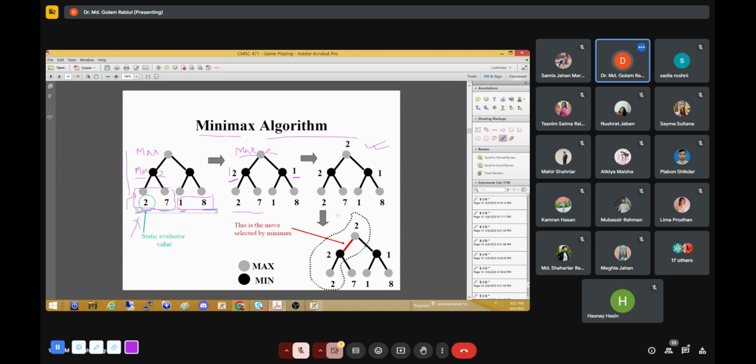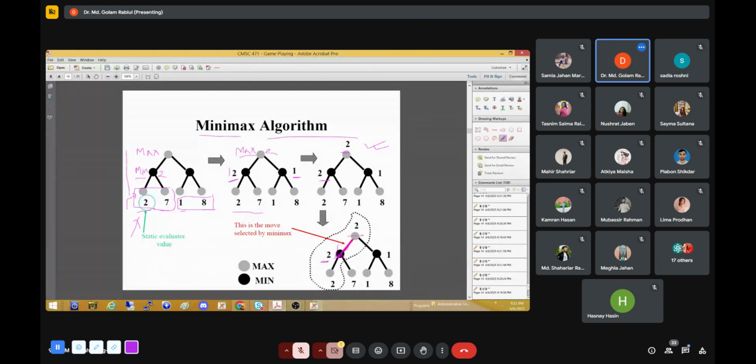So we can see this 2 is from here. Okay. So this 2 is from here, so it will move in this direction. So it will play, it will move in this direction. Okay. It will play in this direction.